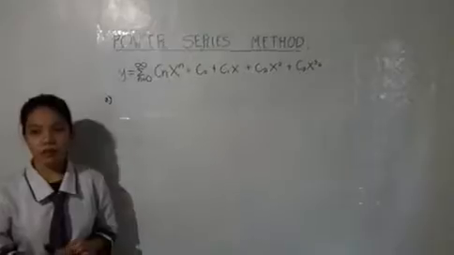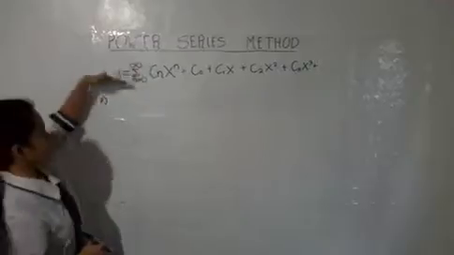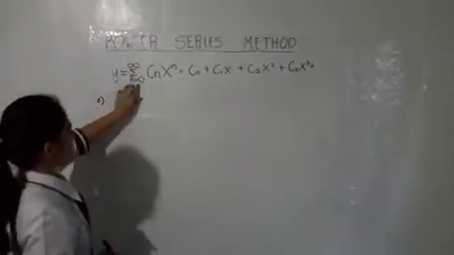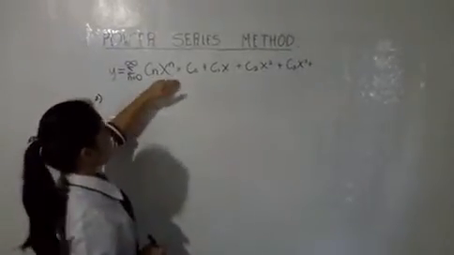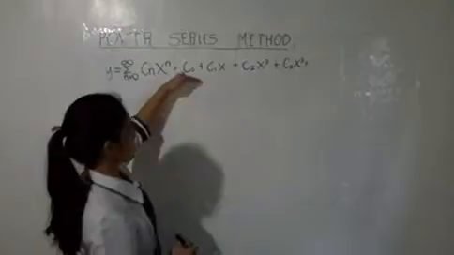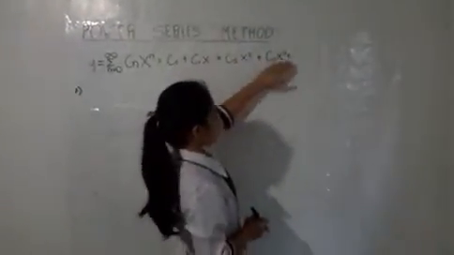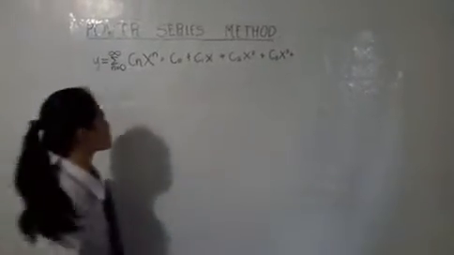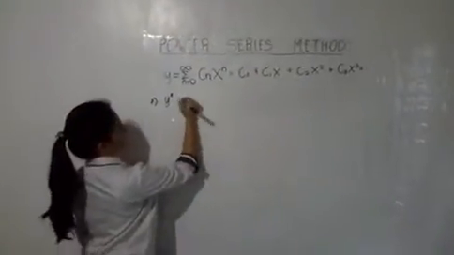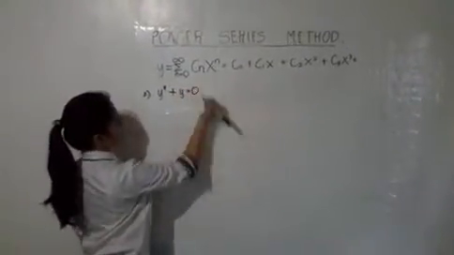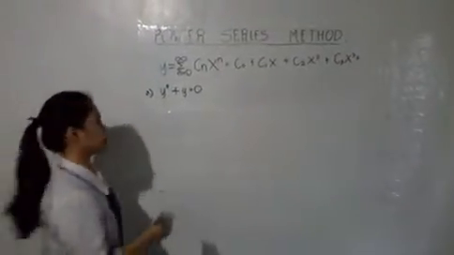Power series method is a method seeking a solution for a differential equation using the power series. Y is equal to summation of n is equal to 0 to infinity Cn x raised to n, which is also equal to C0 plus C1x plus C2x squared plus C3x cubed plus so on and so forth. Today we will solve y, the second derivative of y, plus y is equal to 0. We will solve this differential equation using power series method.